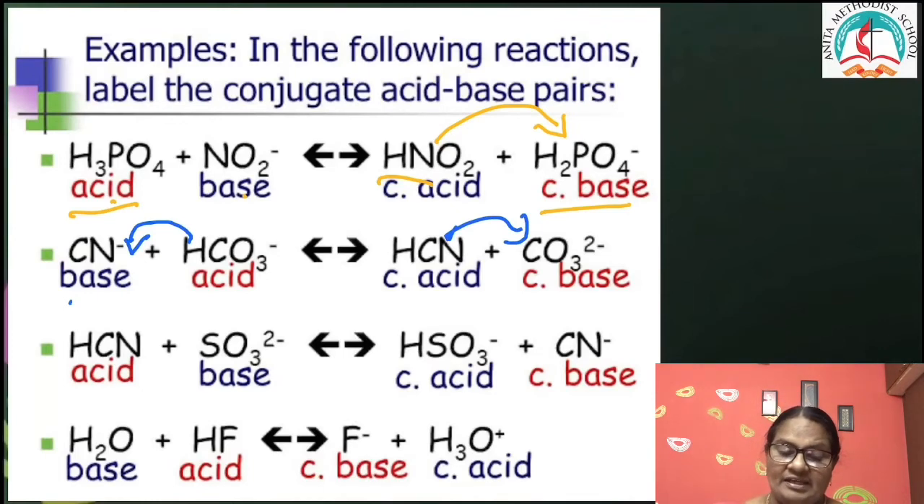Again we have HCN with sulfur trioxide, and water with hydrofluoric acid. Here, as you know, hydrofluoric acid donates a proton to water. So this is the acid and water is the base. So depending on whether the water accepts a proton or donates a proton, water can act as both an acid and a base.